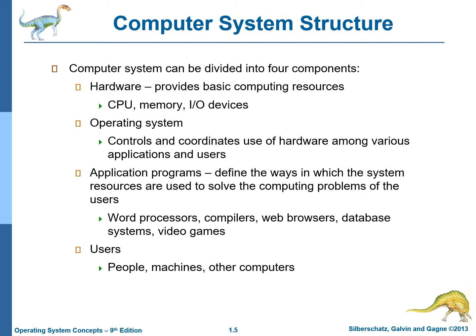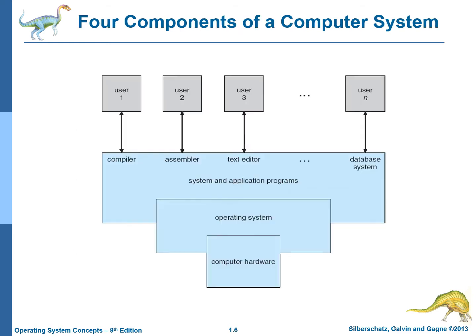Application programs are the programs which are installed on top of the operating system, like word processor, web browsers, database. All these are examples of application software. Users include humans, or it may be any other user program, or it may be sometimes other computers also. So this is the basic view or structure of an operating system.